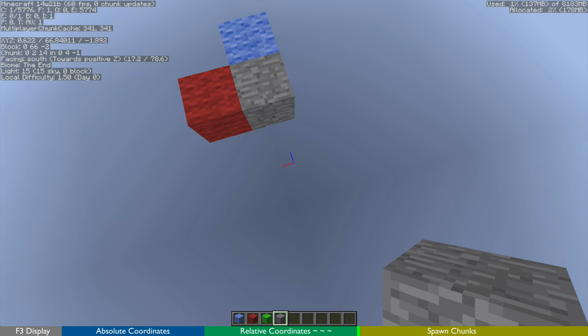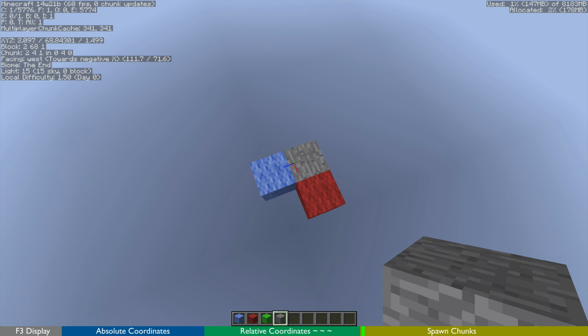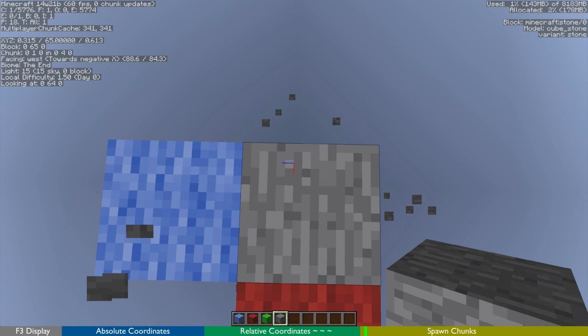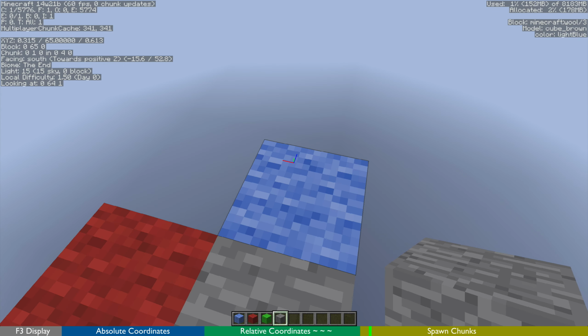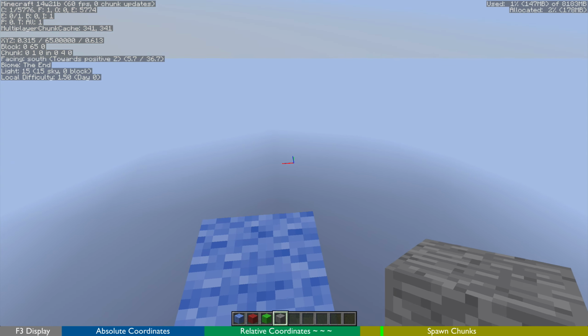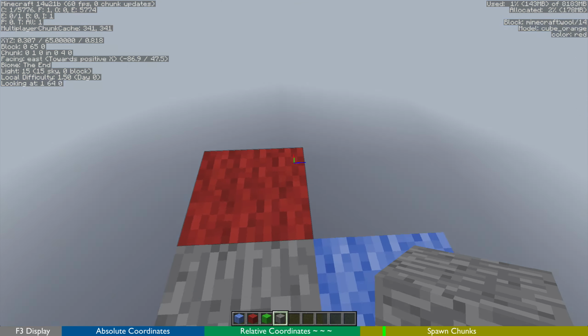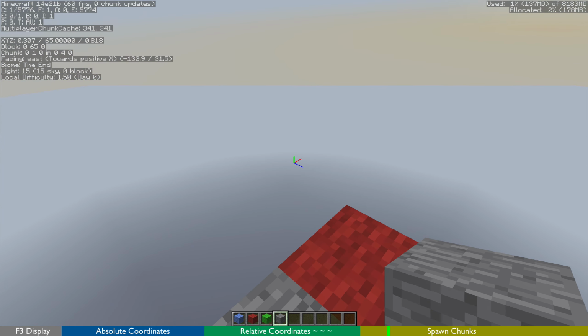Okay, next, spawn chunks. When I set the world spawn on this block, I set it on this block for a very specific reason. Now the next bit I don't know too much about, but I've played around with it and done a bit of research. When you put it at 64 by 0, I think you have 24 or 25 chunks around you that are then considered to be spawn chunks.